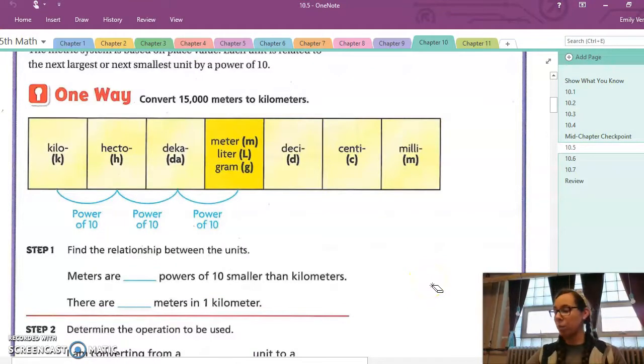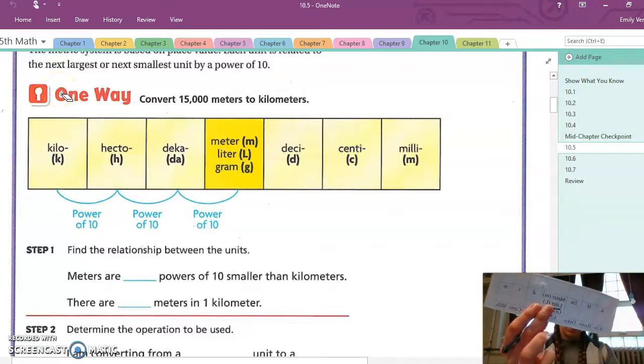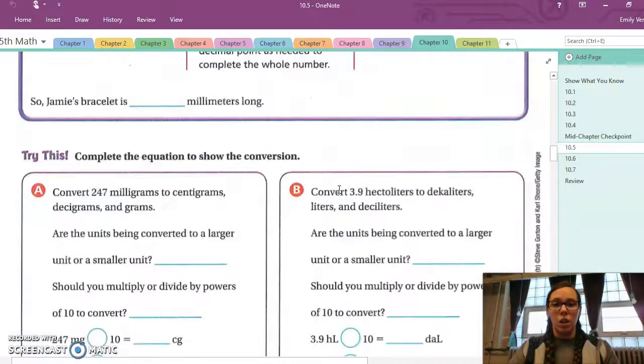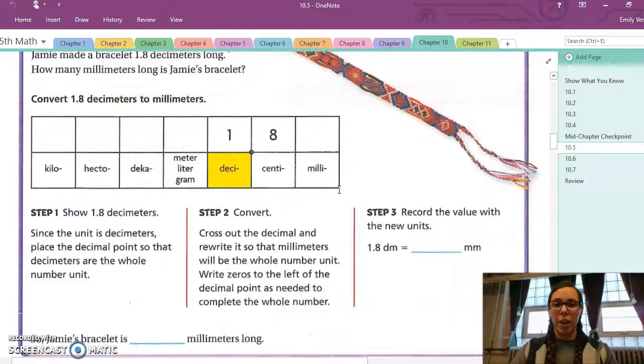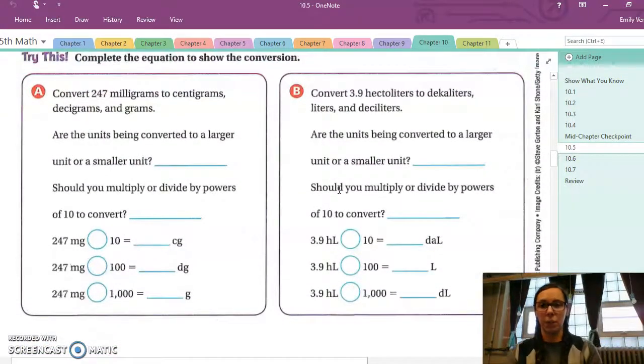Okay, let's get into our book now. We're going to look at some example problems here. This chart that you see is the same as what I gave you. It's just a little smaller and you can't write on this one as well. So I printed you off a new one. See how they have meter, liter, gram in the middle as well? That just means these are your base units, whatever you're working with. Okay, turn over the next page. We're going to look at these bottom examples here.